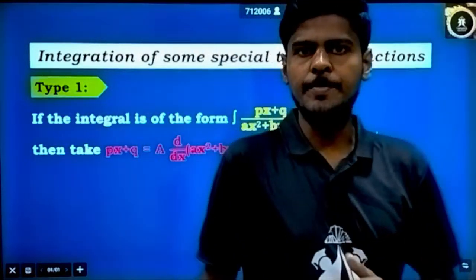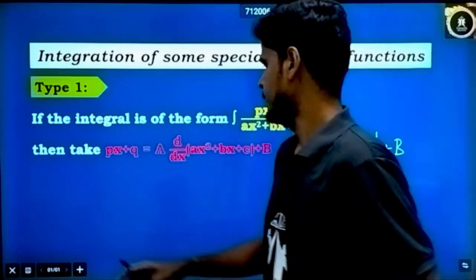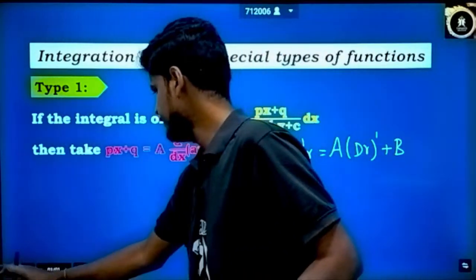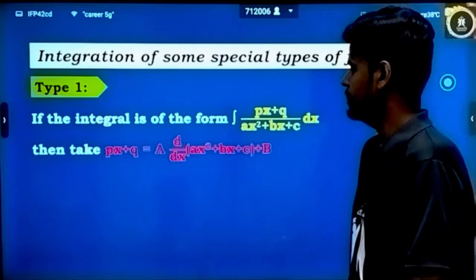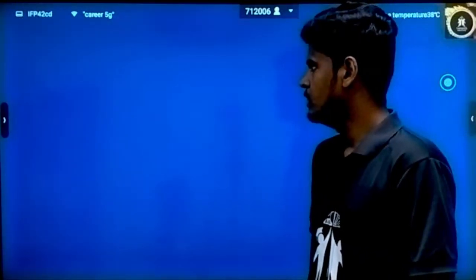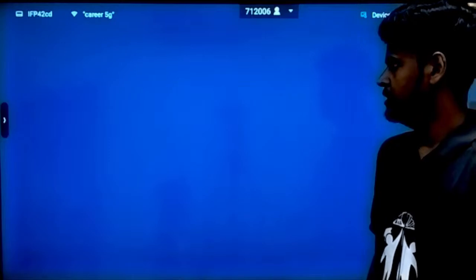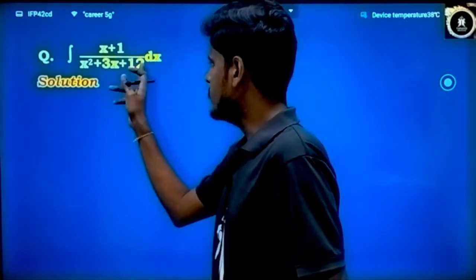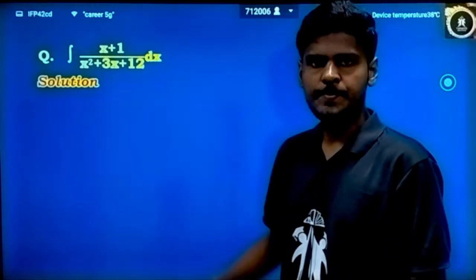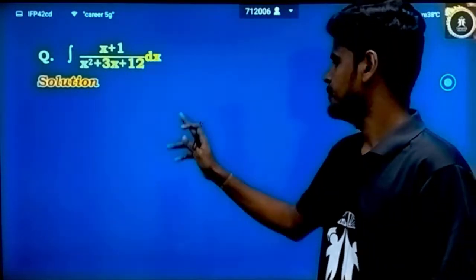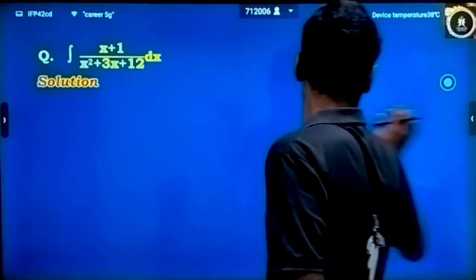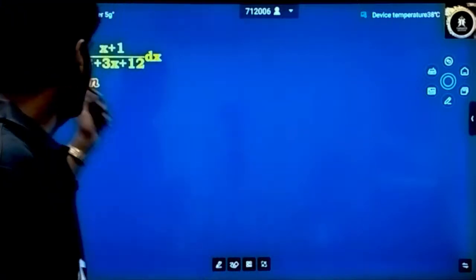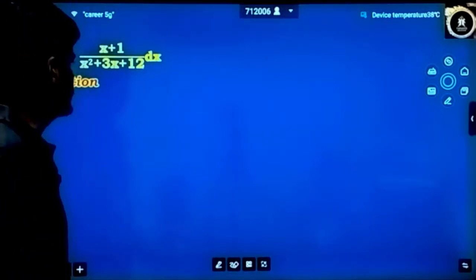Now we'll discuss this with a problem. Remember, this is for the type linear by quadratic. Okay, first question: integral of x plus 1 divided by x square plus 3x plus 12 dx.